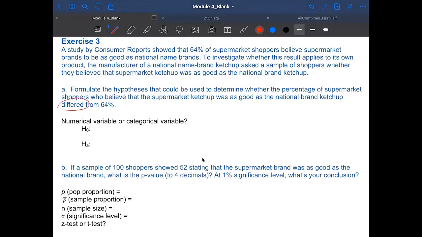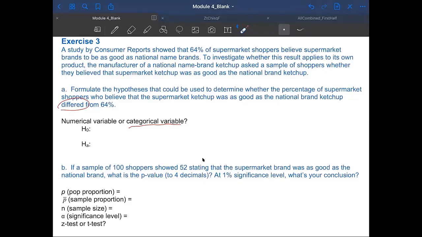Okay, so let's take a look at how we can solve this problem. The first thing is you always ask yourself what kind of data this is. I think almost all groups were able to see this is a categorical variable. The reason is because we are talking about supermarket shoppers who believe supermarket brands are as good as national name brands. So generic versus the name brands. So 64% who believe it.